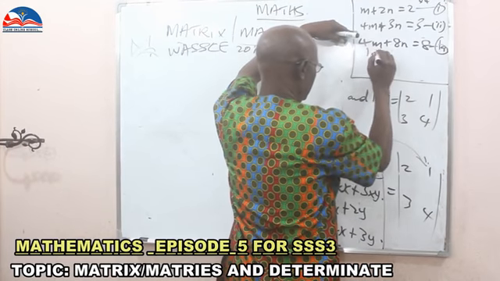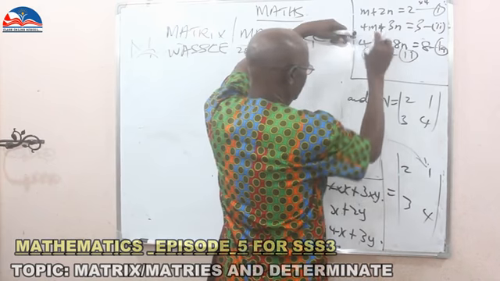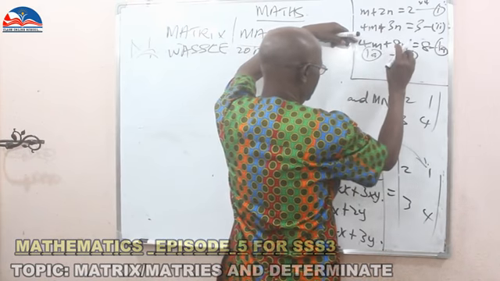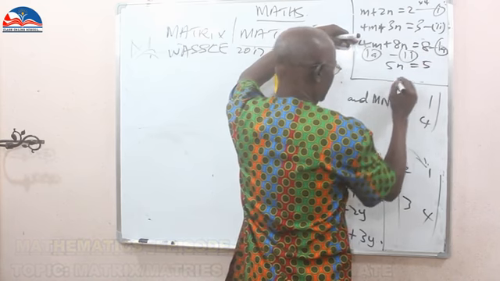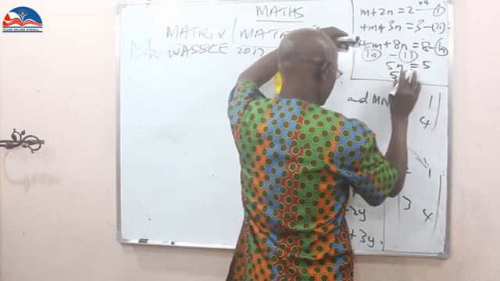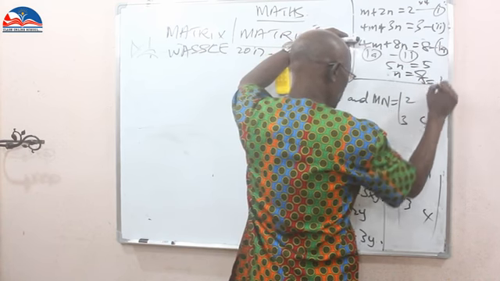So let's go from 1a. Subtract equation 2 from this. This minus this will vanish. So 8n minus 3n will give 5n, and this is 5. Therefore n equals 5 over 5, which is 1.